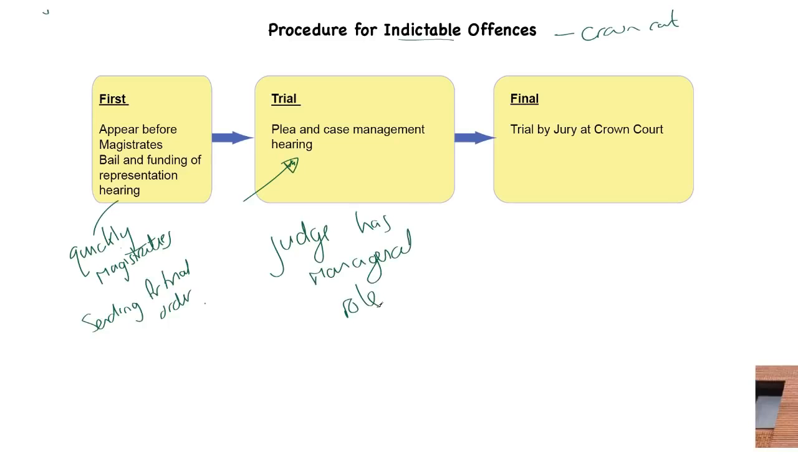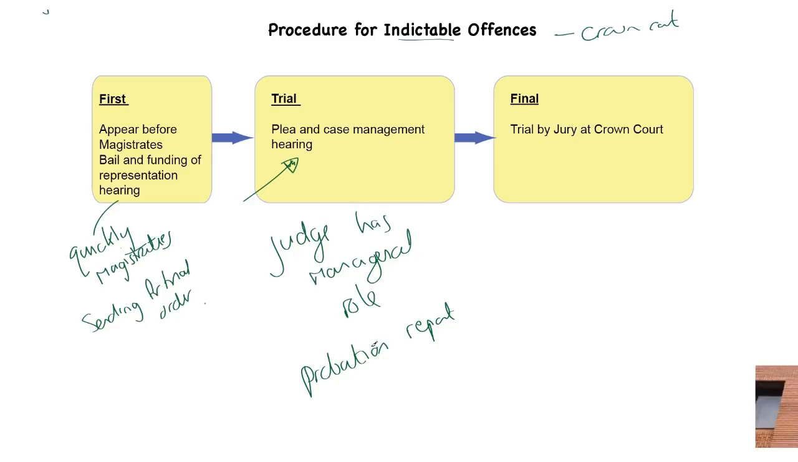So the judge has a managerial role. The sentencing, if it's going to be guilty, the sentencing can take place immediately. But it will depend on whether or not all of the information has been gathered, or whether or not the judge wants more information, such as a probation report, before he decides to sentence.